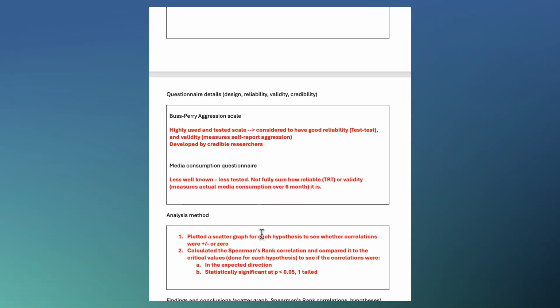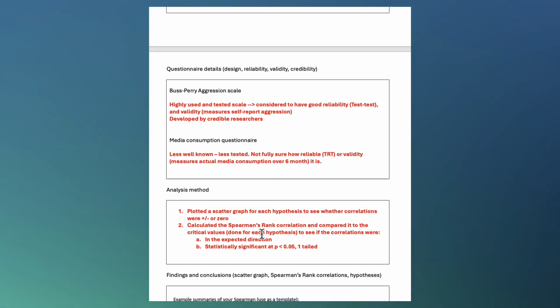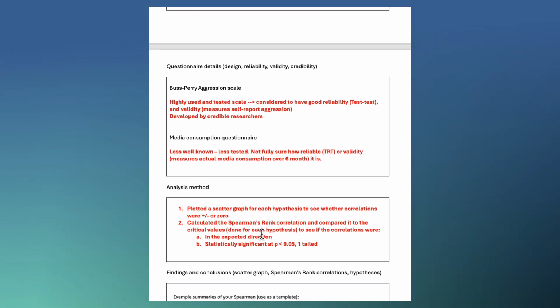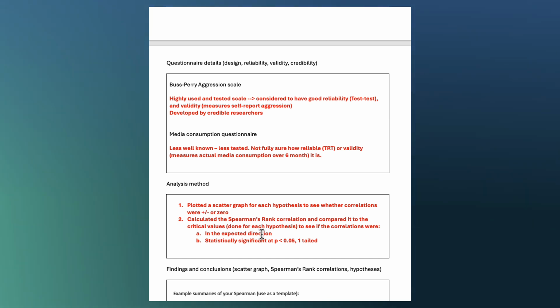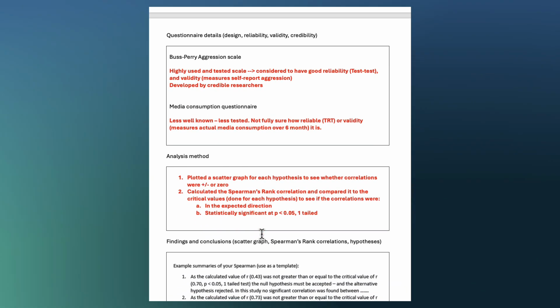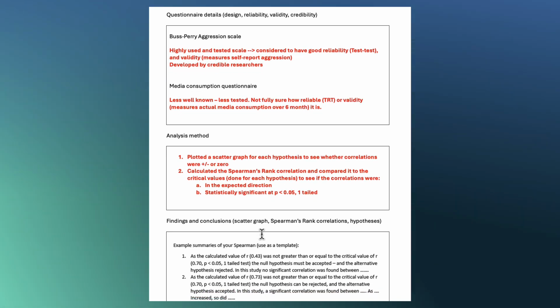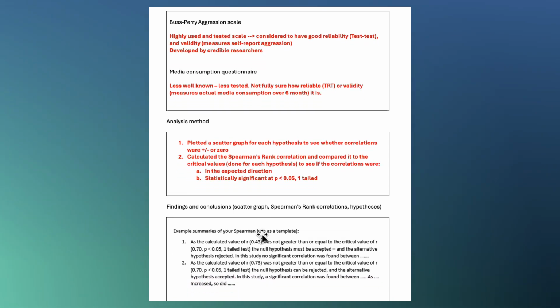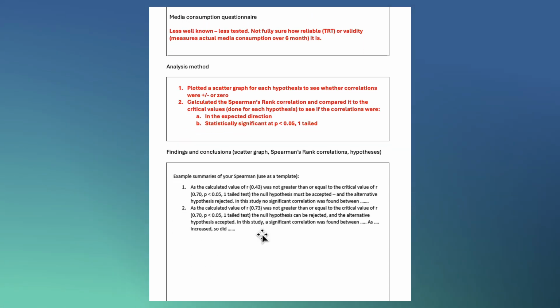You've got a section there for your analysis. So what did you do? What did you calculate? You could put in here pictures from Excel of the actual correlations, so the actual scatter graphs. You can show the Spearman's rank correlation. Obviously, you have to calculate a lot of it by hand, so you're going to have to put that in there as well. I've got some example summaries which I've taken from the spreadsheet as well.